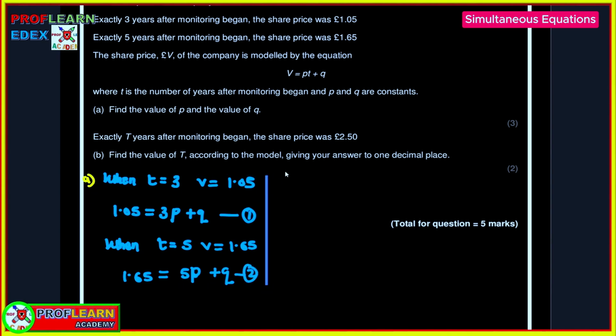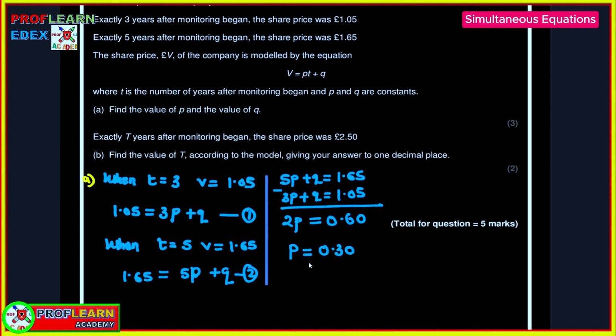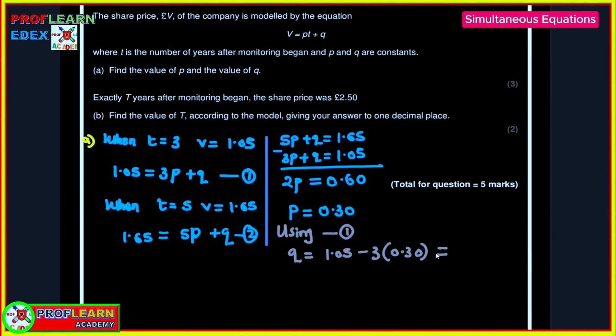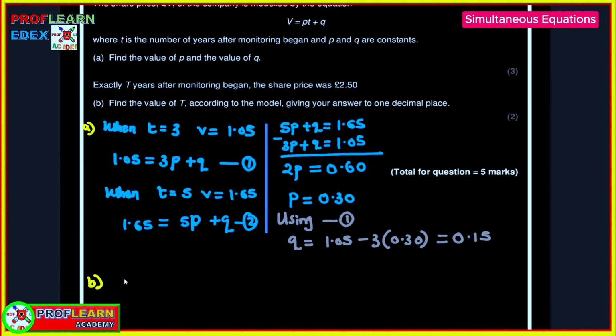Then we shall solve the two simultaneous linear equations, and beautifully we are going to subtract the two equations and eliminate Q, and we end up having P equals 0.30. Then substituting into one of the equations, maybe equation 1, we can find the value of Q, and in that case our value of Q translates to 0.15.